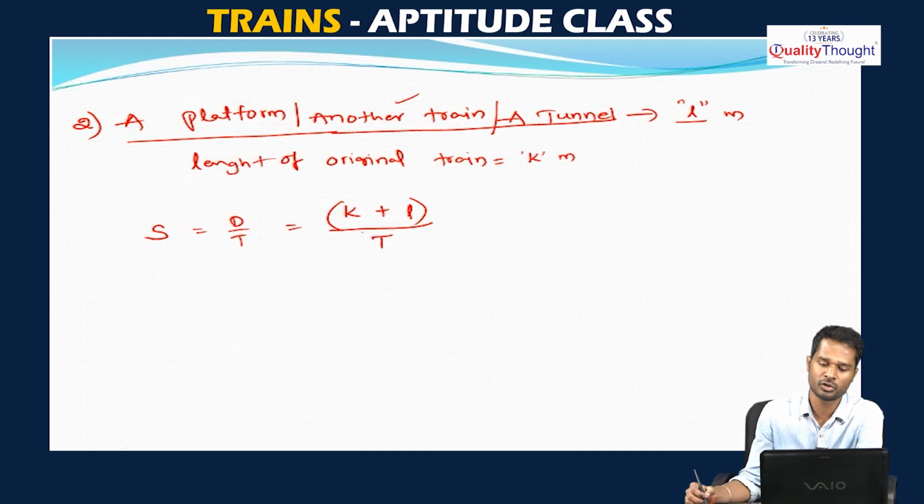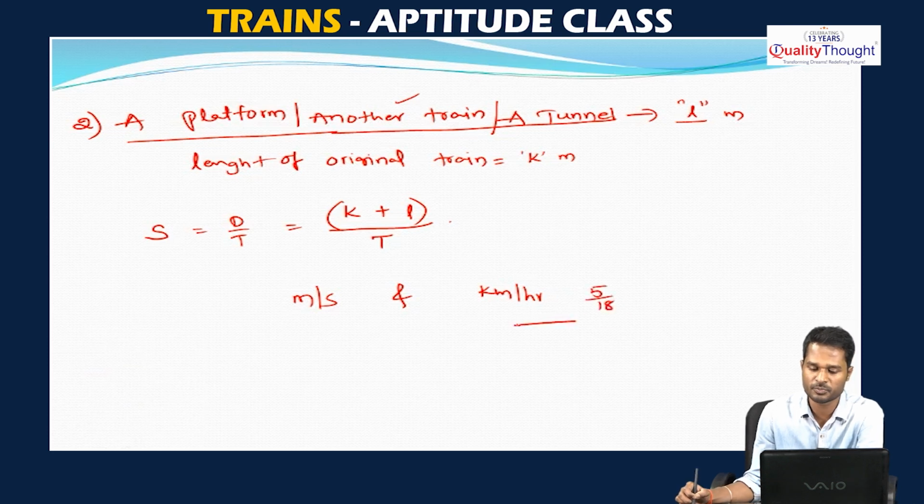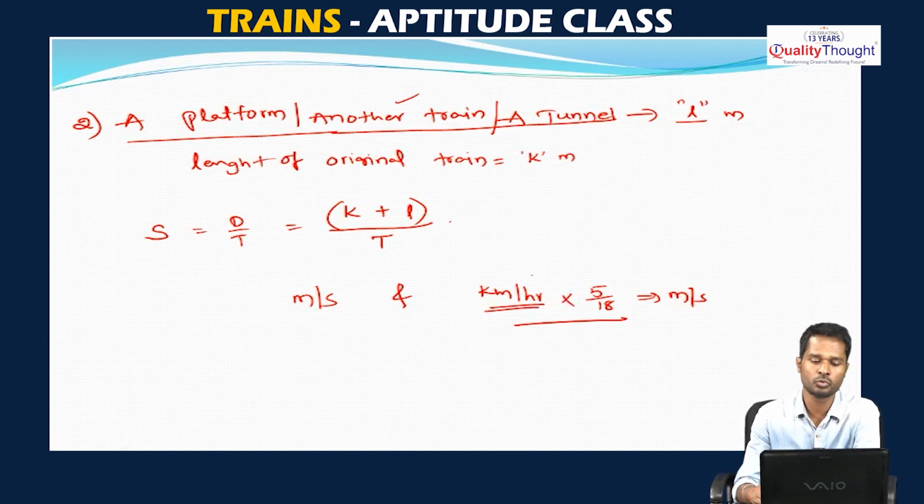One thing we always need to remember: this distance will be in meters, that means the length of the train plus the length of the platform will be in meters, and the time should be taken in seconds. So, when you are getting this value in meters per second, you need to multiply the original speed of the train, which is in kilometers per hour, by 5 by 18 to convert the speed of the train also into meters per second. Because the distance and time you will take in meters and seconds, the speed of the train which is in kilometers per hour should be multiplied by 5 by 18 to convert it into meters per second. So, these two notes will be important.